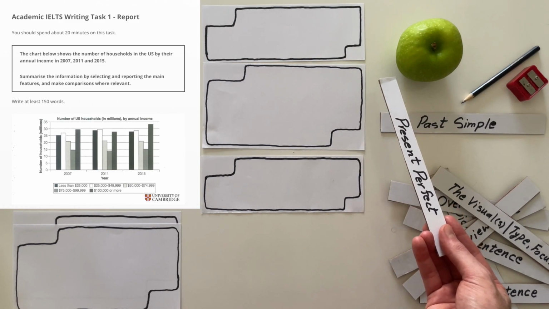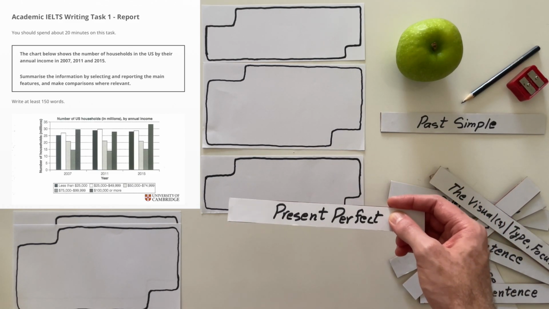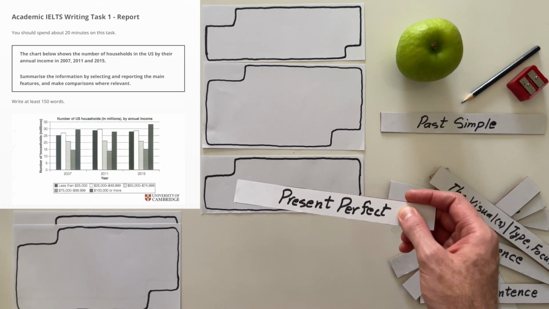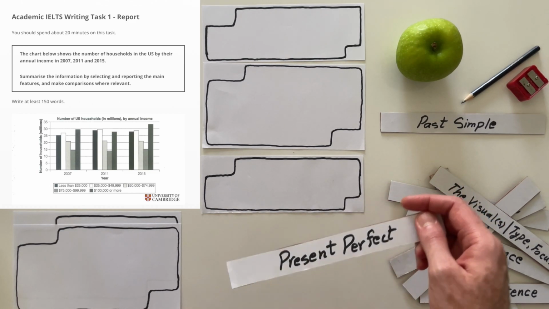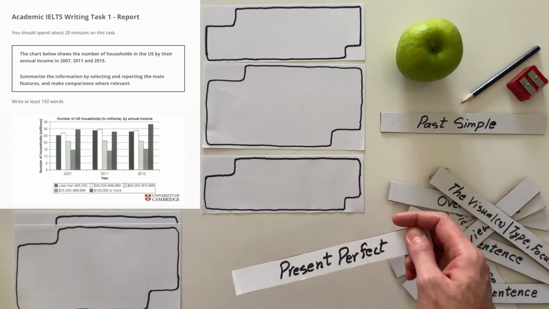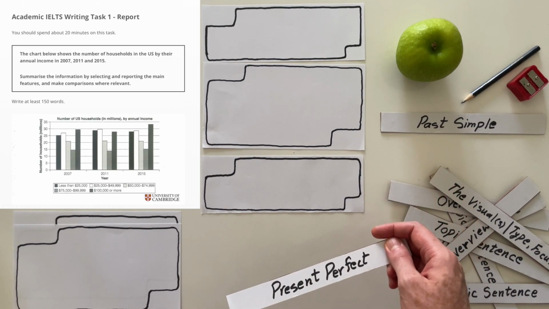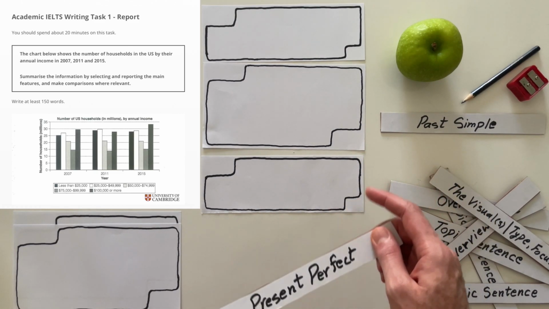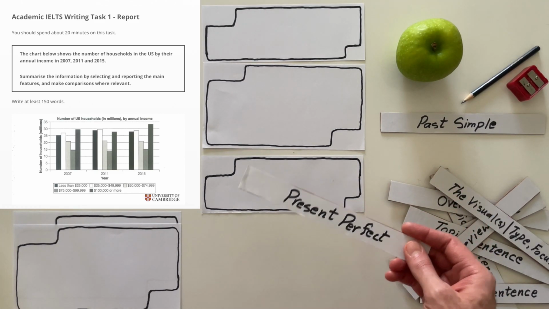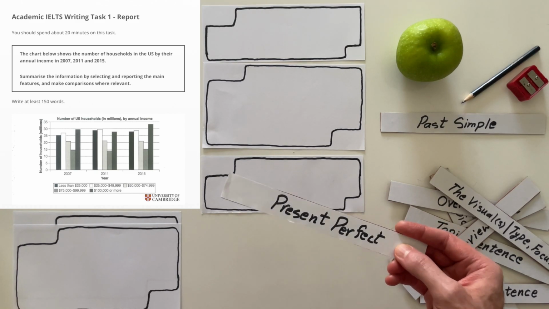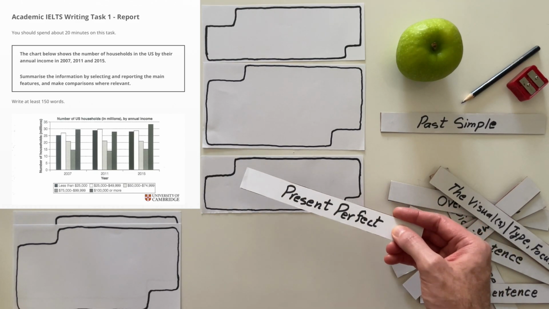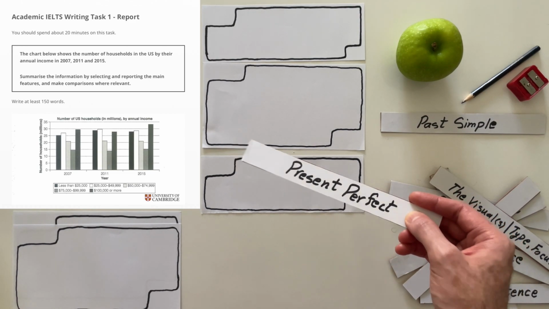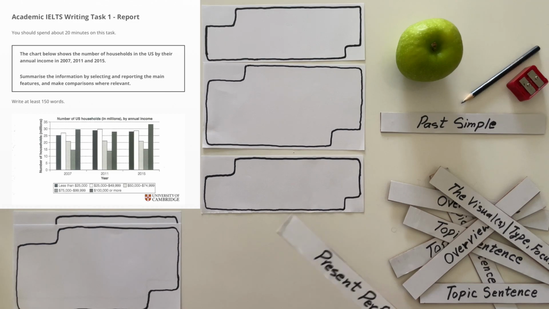No. If one of your sentences, even one, is in present perfect, you will receive a factual mistake, a very bad error for reports. And you will be penalized for that. You will lose marks for task achievement and for your grammatical range and accuracy. So no sentences, I repeat, no sentences should be in present perfect. So let's say goodbye to this one.